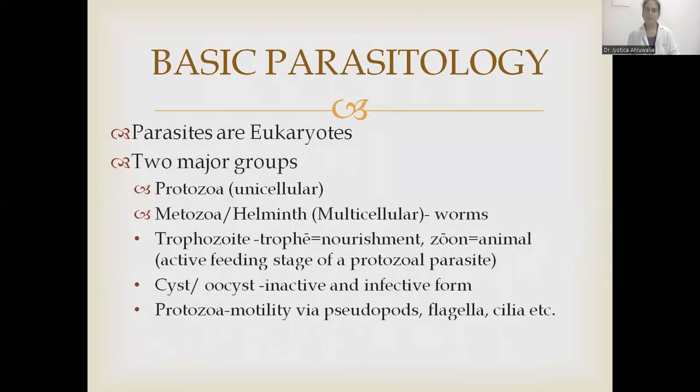Now, parasites are eukaryotes. Two major groups are involved, that is, the protozoa are unicellular while helminths are multicellular. Trophozoite. Tropho means nourishment and zoon is animal. Active feeding stage of the protozoal parasite. While cyst is the inactive but infective form. The protozoa, the motility occurs via pseudopods, flagella, or cilia.